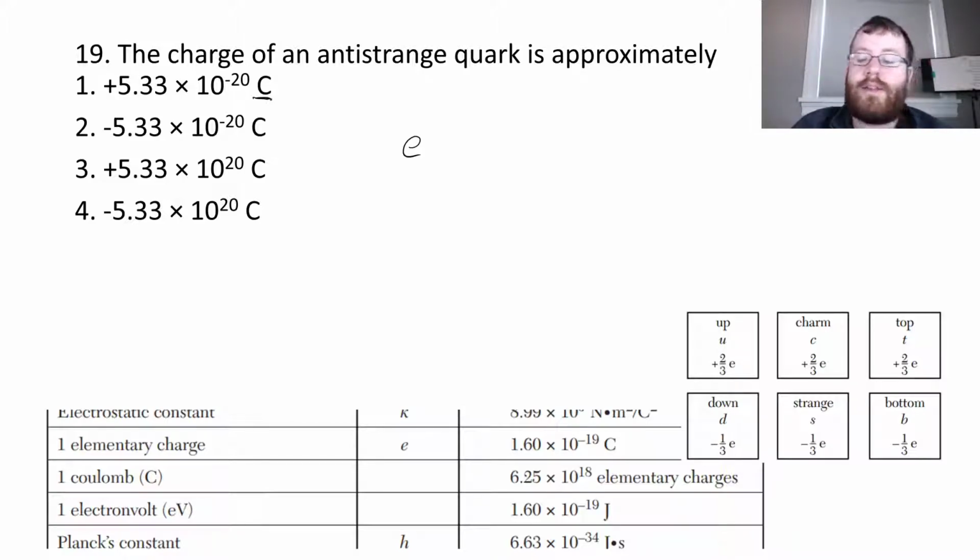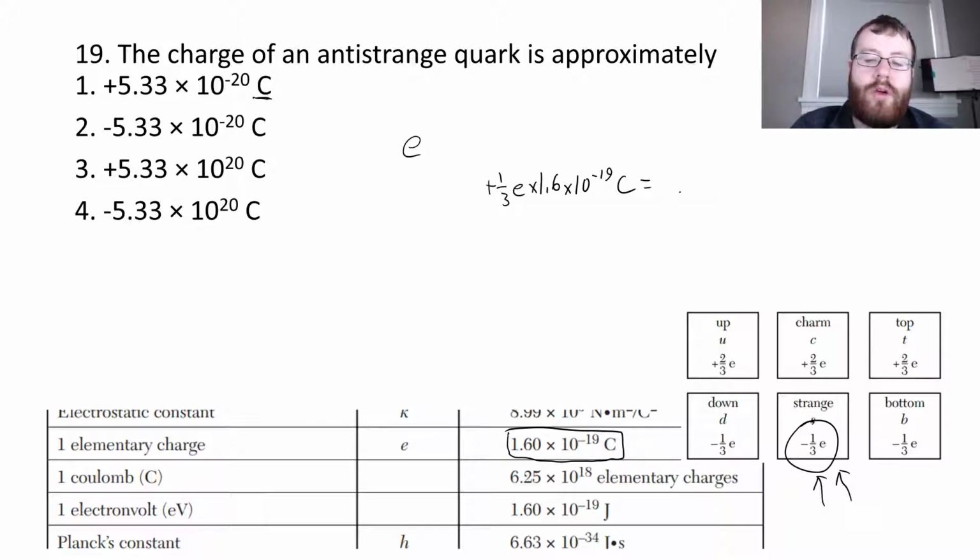So we're looking at an anti-strange quark, and if you look on your reference table, you can see that the charge of a normal strange quark is -1/3 of an elementary charge. An anti-strange quark would have a positive charge for that. So we have a +1/3 charge times the conversion factor. The conversion factor is found over here. It may look very familiar to you. It's that 1.6 times 10 to the minus 19 coulombs. And when you do that math out, you're going to get the positive 5.33 times 10 to the minus 23rd coulombs. That's how that question works.